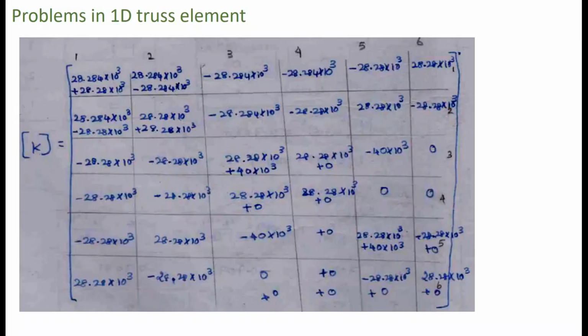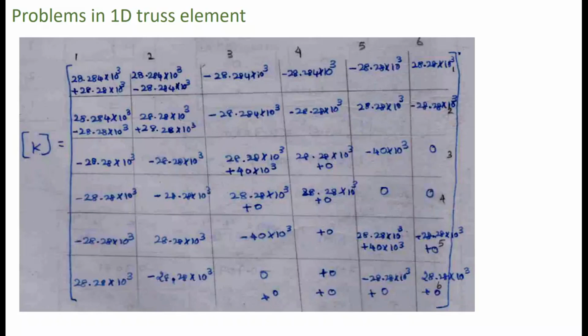4,1 is minus 28.28 × 10^3, 4,2 is minus 28.28 × 10^3. 4,3 has two values, 28.28 × 10^3 and 0. 4,4 is 28.28 × 10^3 plus 0. 4,5 is 0. 4,6 is 0.